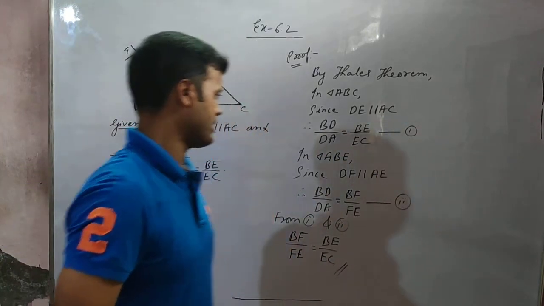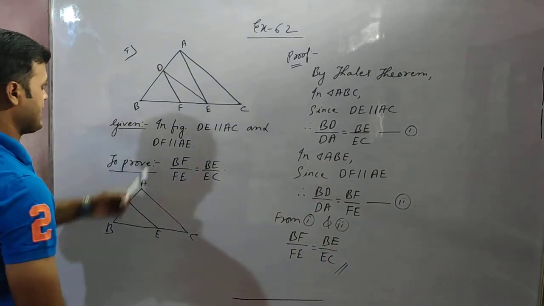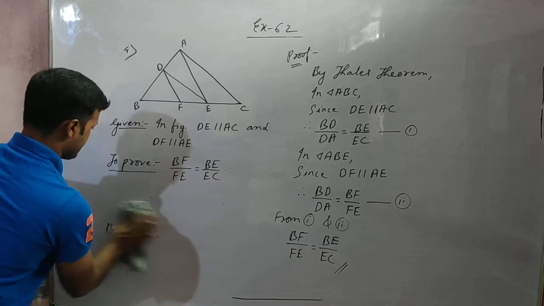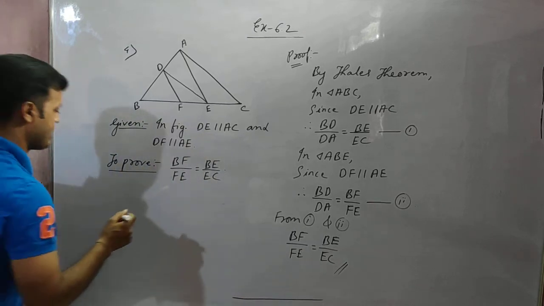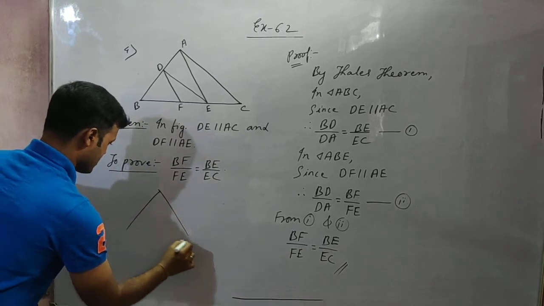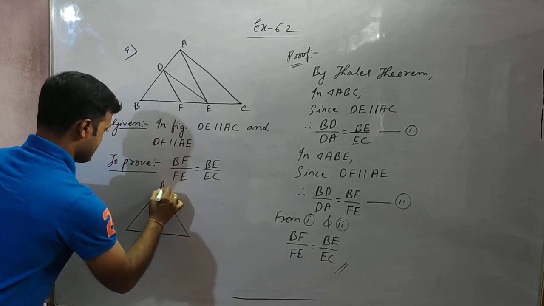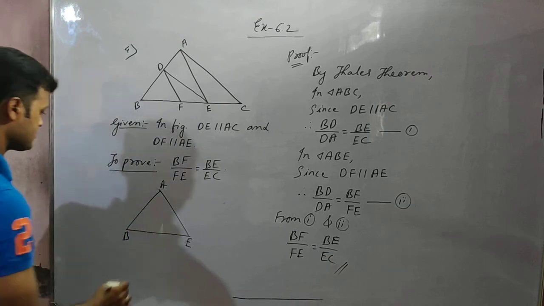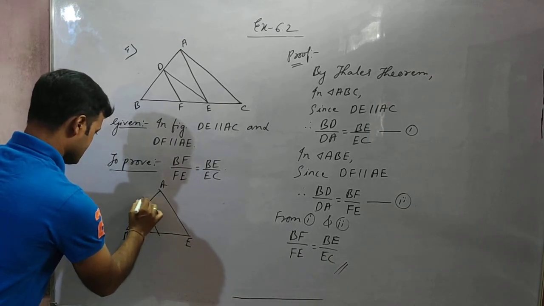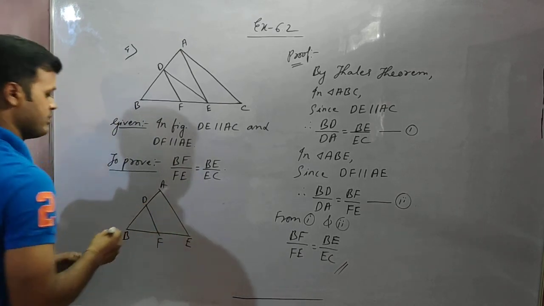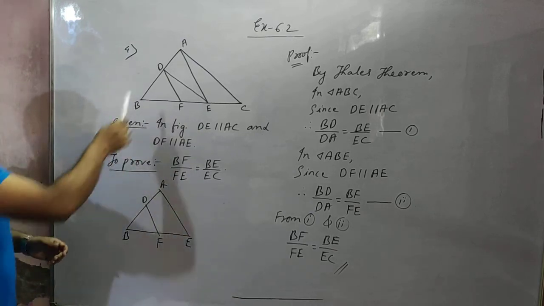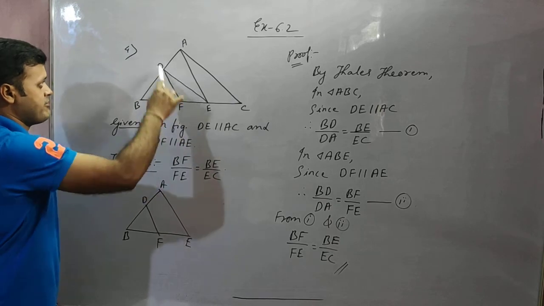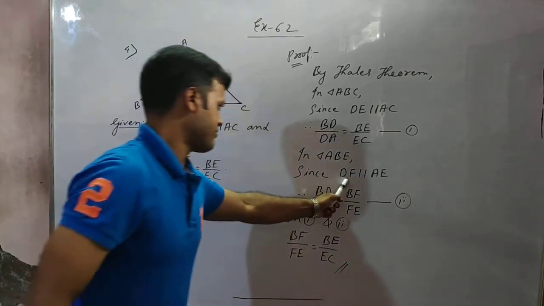Marking number 1. And again one more triangle is there, in triangle ABE. In triangle ABE, again I am breaking it for you. See the diagram. In triangle ABE, DF is parallel to AE.